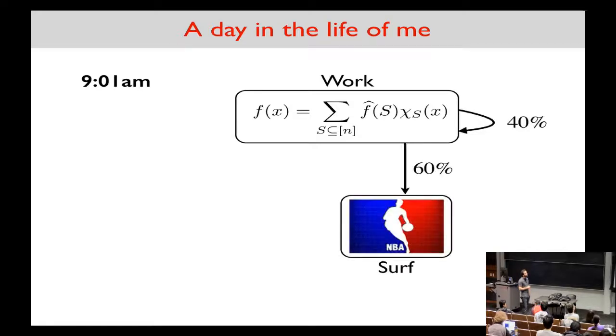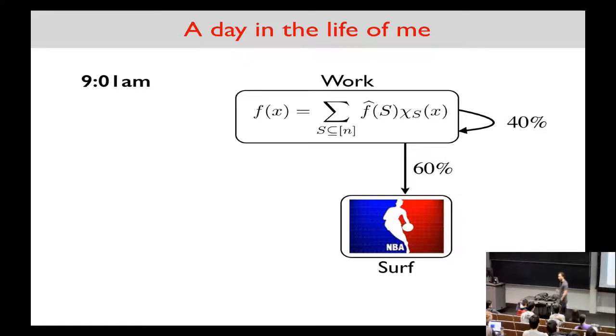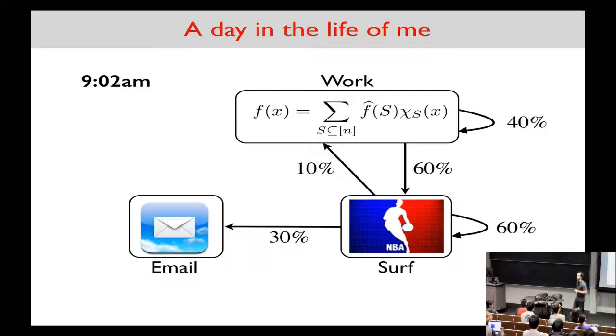Then at 9:01, there will be a 60% chance that I will start surfing the web. I'll probably go to mba.com and check out the results there. I probably spent too much time there. But there will be 40% chance that I will keep working. Now, if I am surfing the web at 9:01 a.m., there will be a 30% chance that I will move to checking my email, 60% chance that I will keep surfing, and 10% chance, a small chance, that I will go back to work.